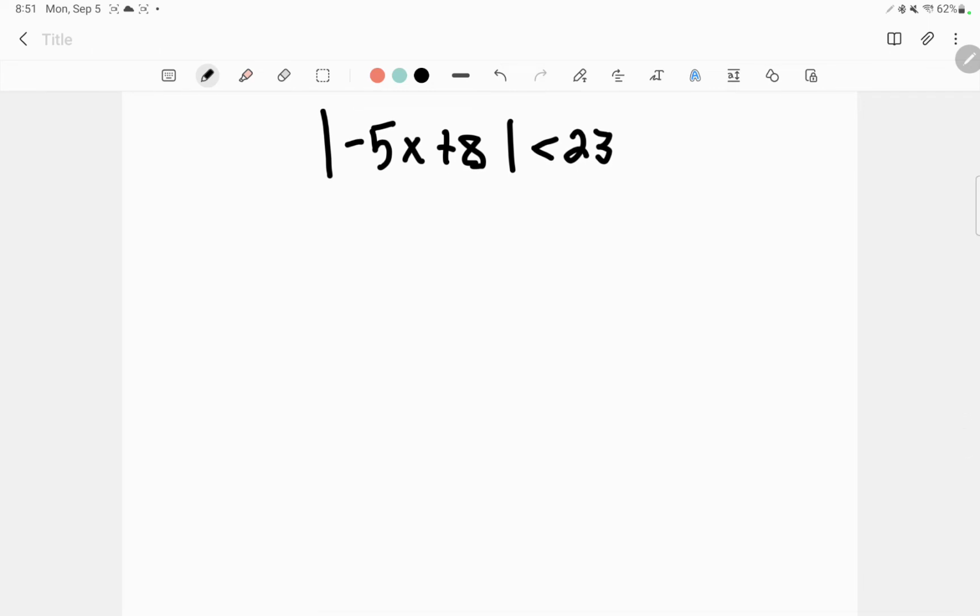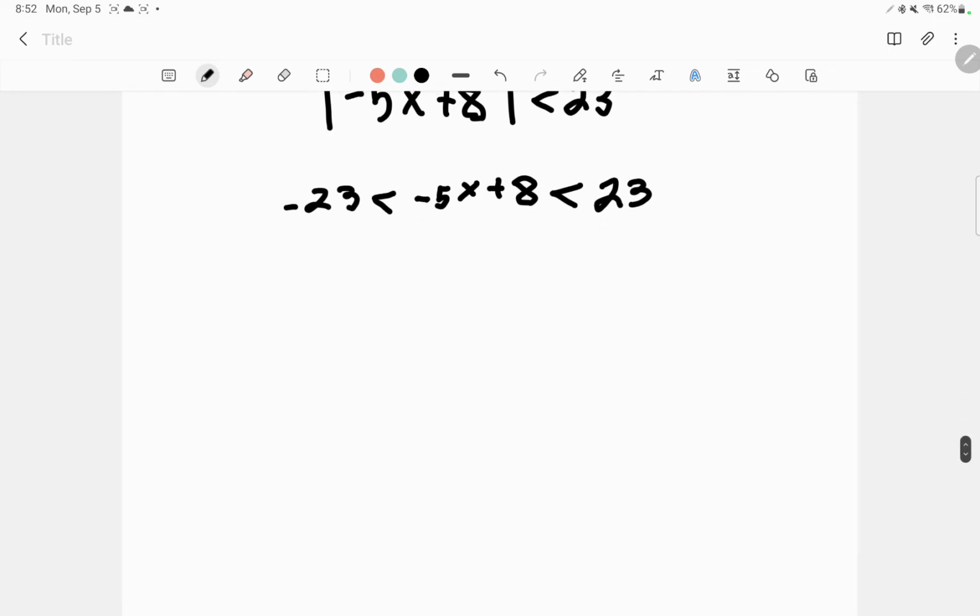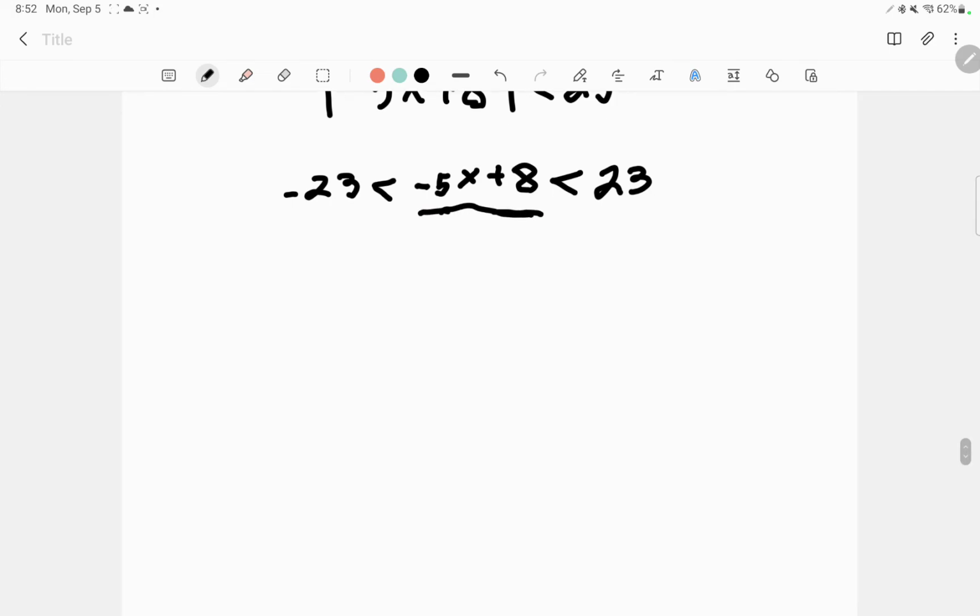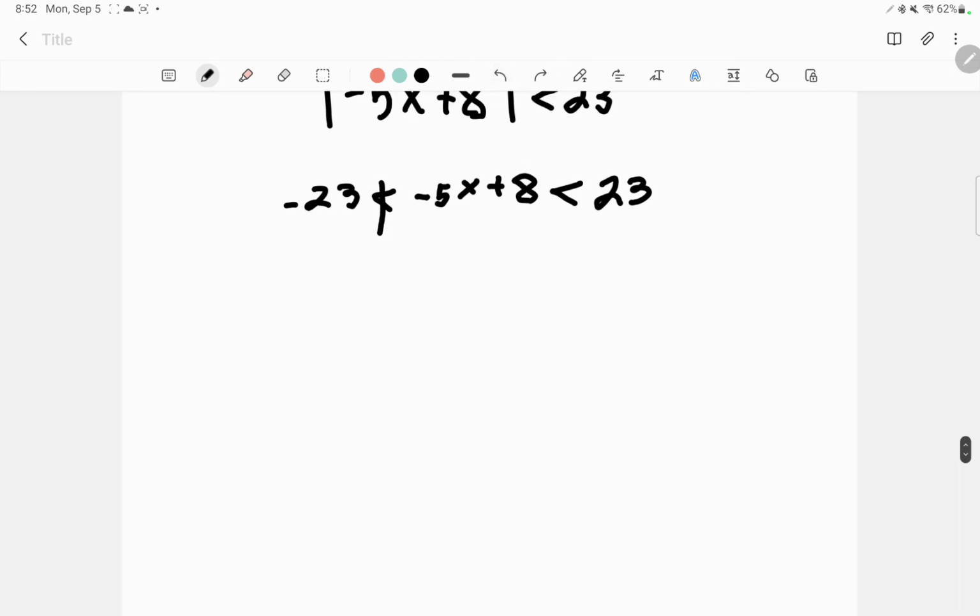Now what we have to do from here is set up a problem, right? So I'm going to have negative 23 is less than negative 5x plus 8 is less than 23. Okay, that's how I'm going to set up my problem. Now that I have it all set up, all I have to do is solve for x on the inside right here. I'm going to put both lines.